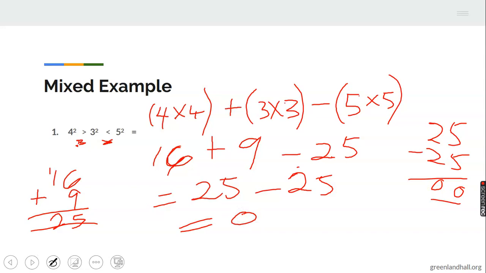It's like saying you have 25 pencils, then you give out the 25 pencils. You have nothing again. 25 minus 25 is 0.